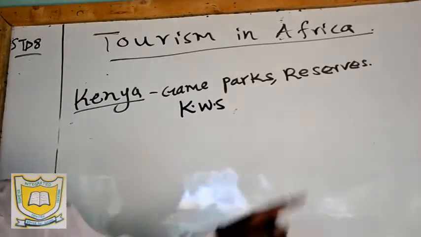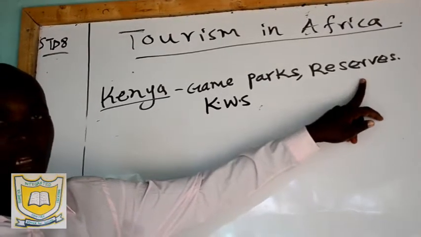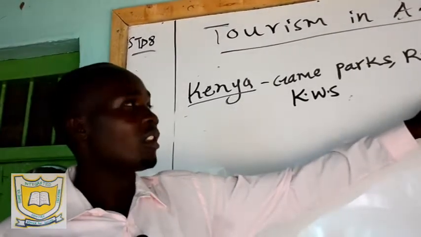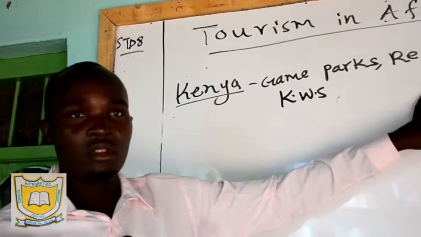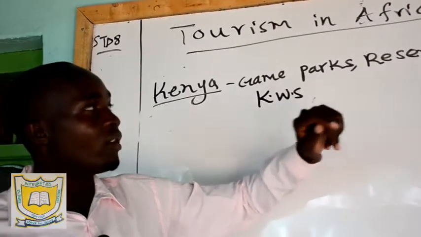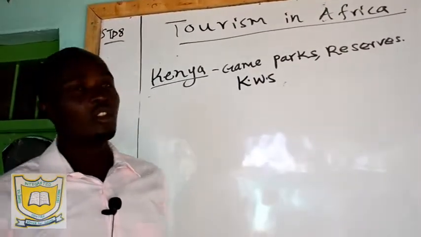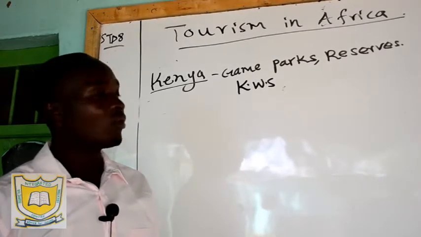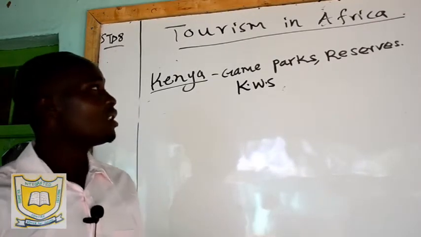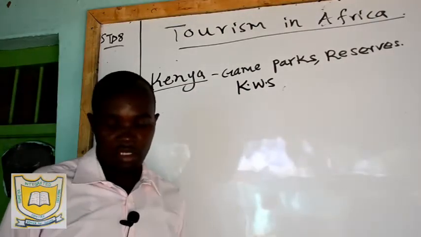Then we have the game reserves. These ones are managed by the county government. People are allowed to go there and look after the animals in those areas, like Masai Mara game reserve. That's an example. And then we have another one like Marsabit, and so on. So Maasai normally go on those plains, they take care of the animals, while zebra are also grazing like that. So you'll find wildlife. This is one of the major tourist attractions in Kenya.